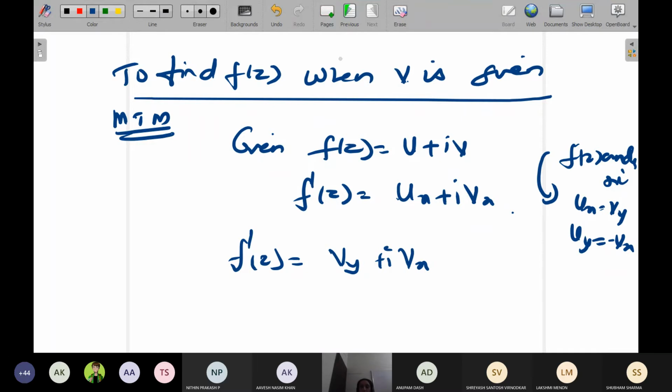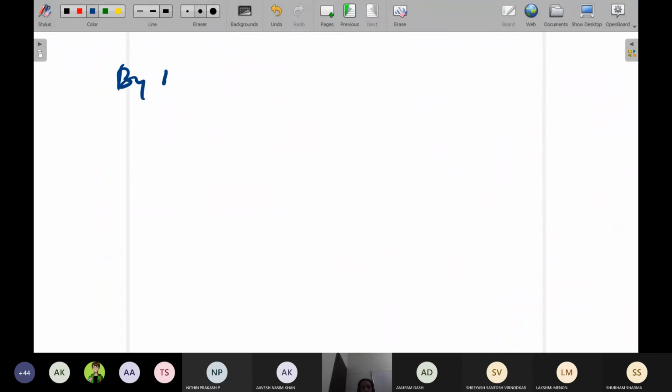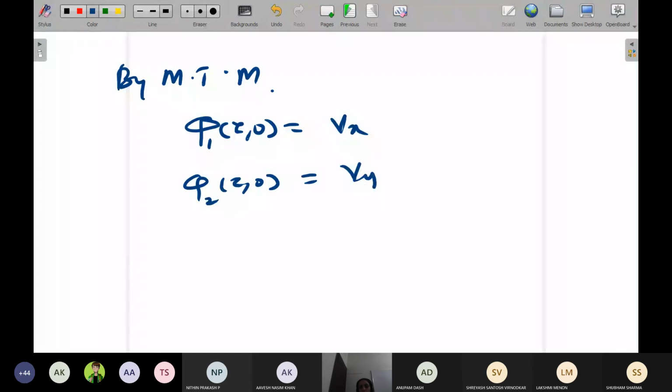Again, by the Milne-Thomson method, what you're going to do is take pi 1 of z comma 0 as vx and pi 2 of z comma 0 as vy. So in that case, what will you get?